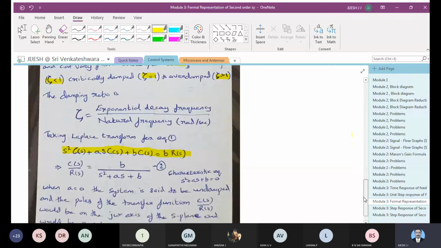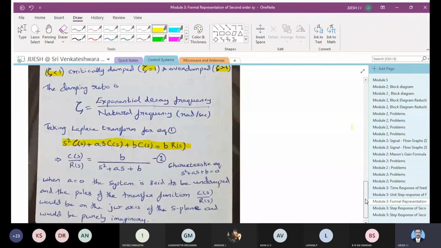So C of s by R of s, you call this the transfer function. If you take it to one side, the terms will be b divided by s square plus a s plus b. It is very important to understand this denominator, which is called the characteristic equation, and you write it as s square plus a s plus b is equal to 0. This characteristic equation is the denominator for this. So this is equation number 2.